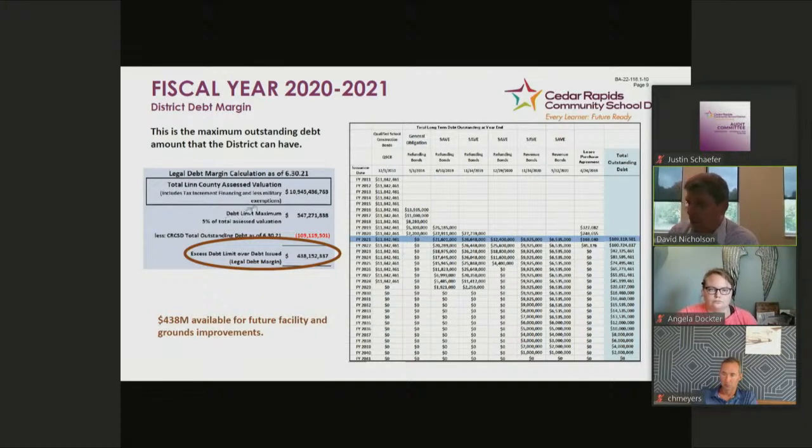It is calculated based on your total assessed valuation in the district. It's 5% of the total assessed valuation in your district, not taxable valuation. It's the 100% assessed value. So when you do that calculation, we have a debt limit of $547 million.